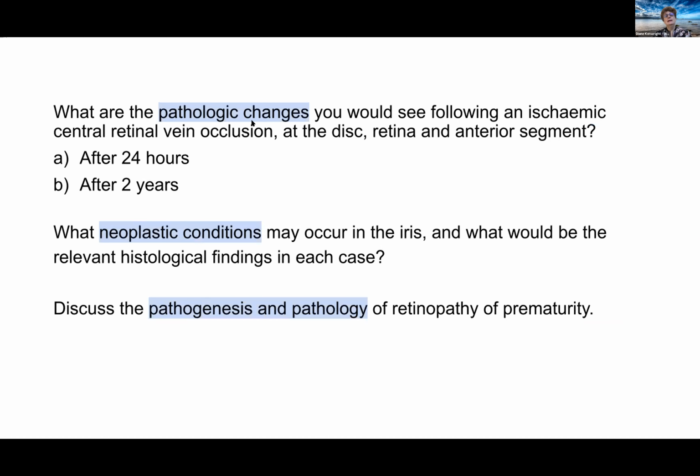Right, so here is the question: what are the pathologic changes you would see following an ischemic central retinal vein occlusion at the disc, retina, and anterior segment? In chat, I want you to tell me what pathologic changes means. A few more, please.